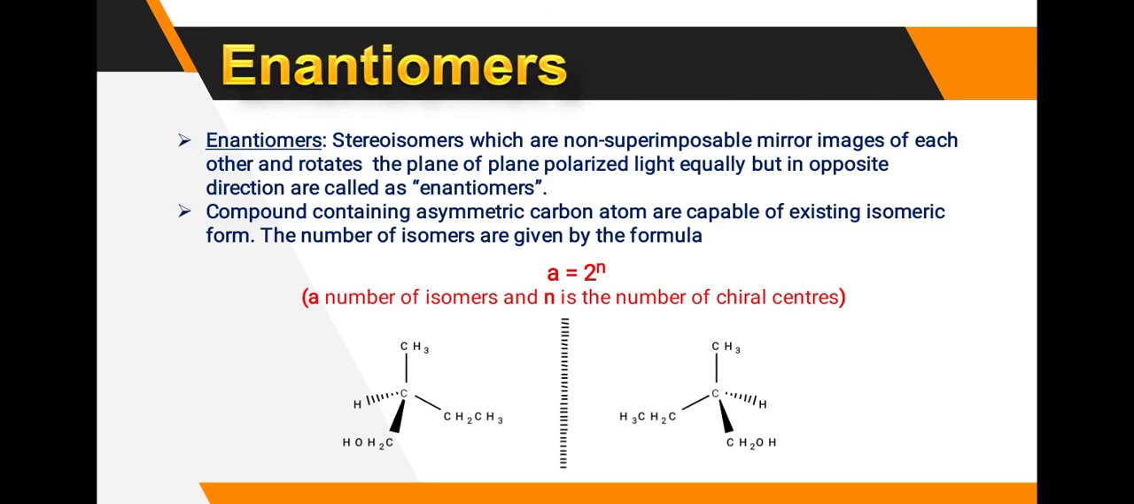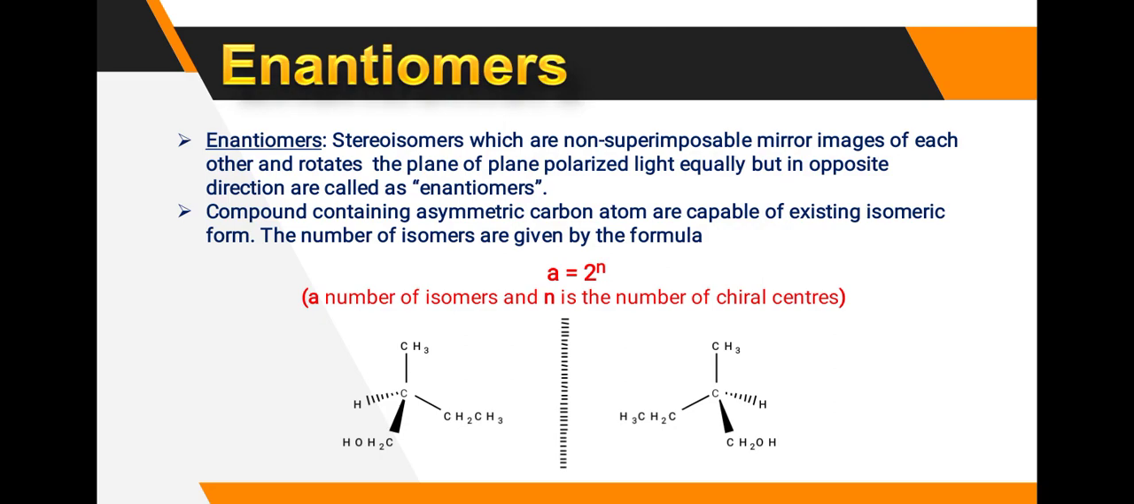Then see the enantiomers. Stereoisomers which are non-superimposable mirror images of each other, and rotate the plane of plane polarized light equally but in opposite direction, are called enantiomers. Enantiomers means what? They are the stereoisomers which are non-superimposable mirror images.